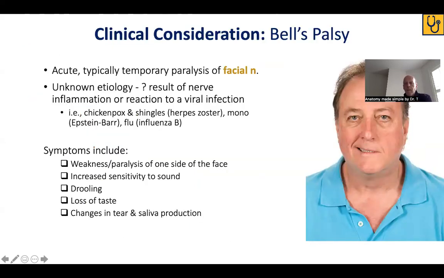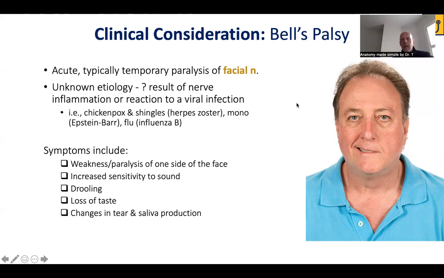Finally, we have one interesting clinical consideration, and that is Bell's palsy. Basically, it's the facial nerve which could be trapped and affected by some change. Either it's of viral origin, caused by chickenpox or shingles virus, Epstein-Barr virus, or influenza B type of virus, which forces the nerve to swell.